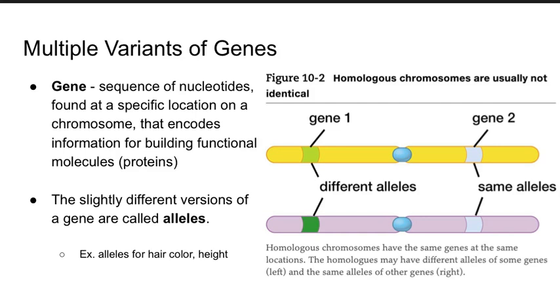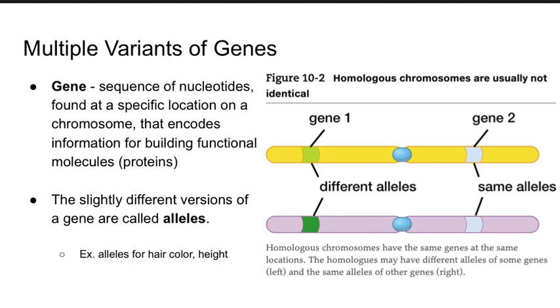On your chromosomes, obviously, is your genetic information, and the genetic information codes for genes, which are going to be little segments along the chromosome. So a gene is a sequence of nucleotides found at a specific location on a chromosome that encodes information for building functional molecules or proteins. So the information that's stored on here helps the cell to build proteins.